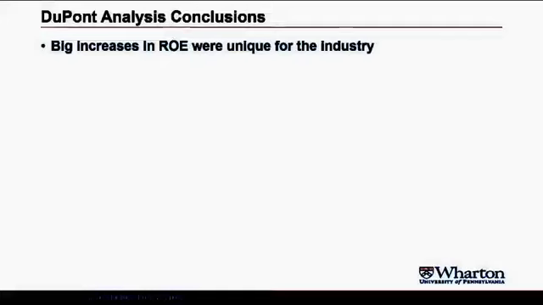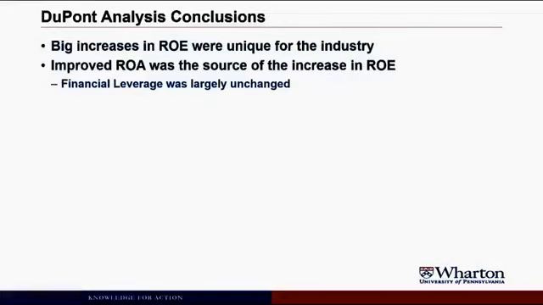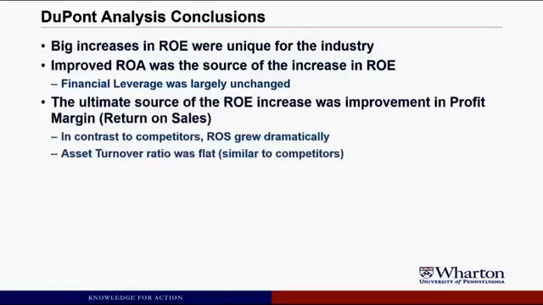So to wrap up, what we learned from the DuPont analysis is that the big increases in ROE for Plainview were unique for the industry. Plainview was clearly doing something that the rest of the industry was not able to do. Plainview's improved ROA was the source of its increase in ROE. It didn't take on more debt, it didn't lever up because financial leverage was largely unchanged.